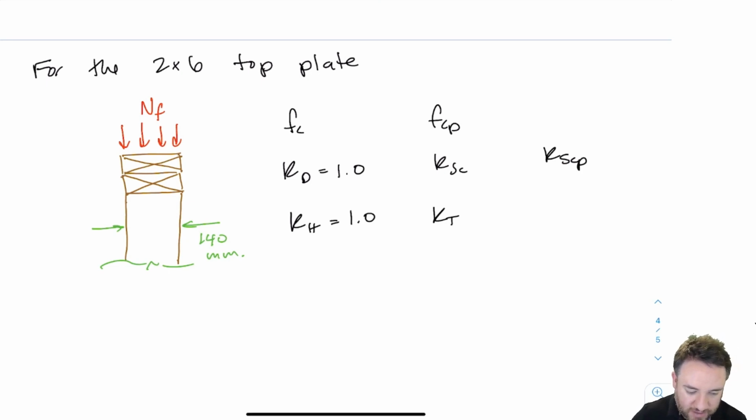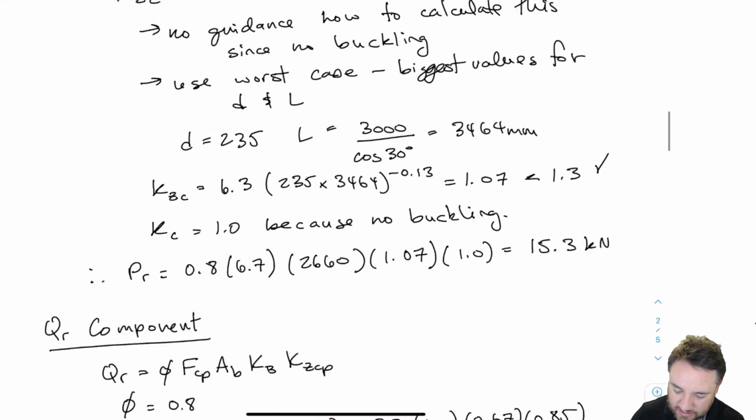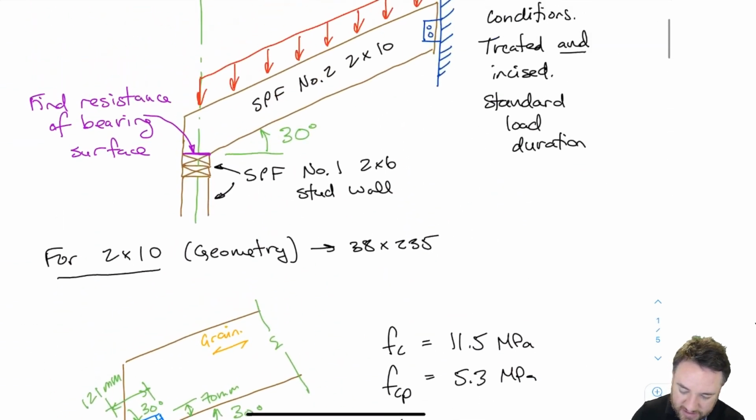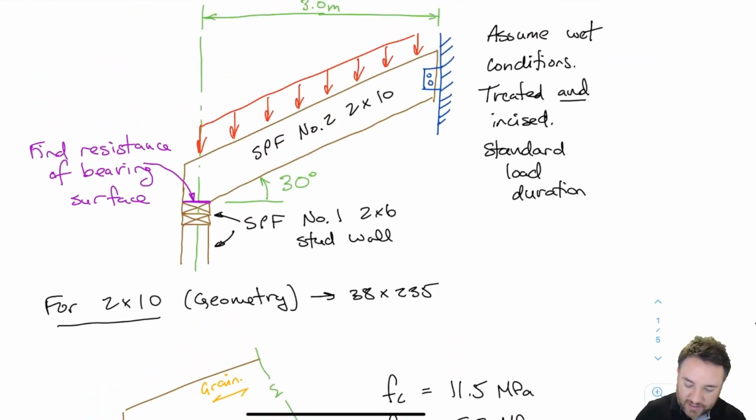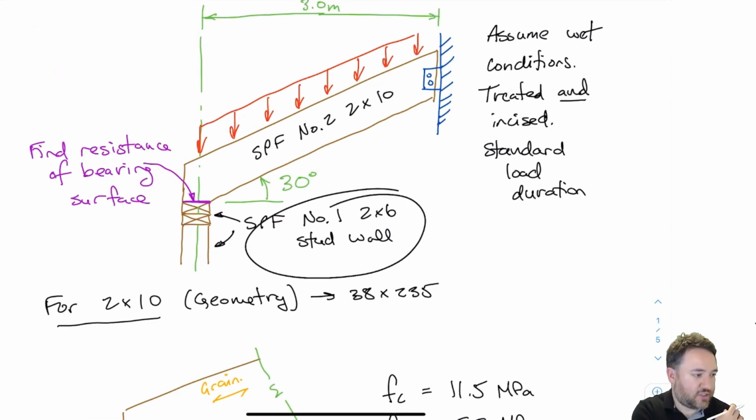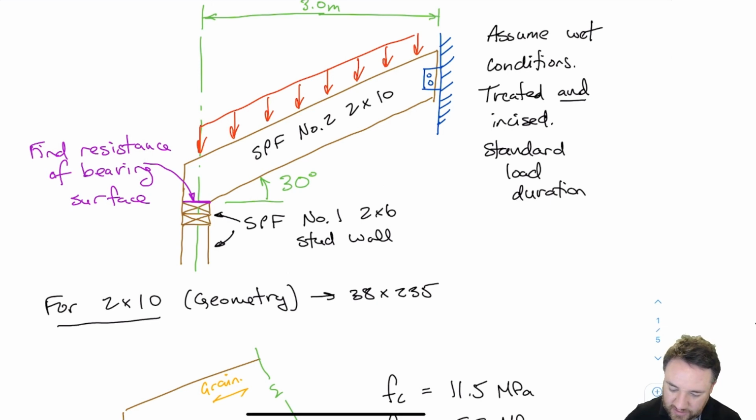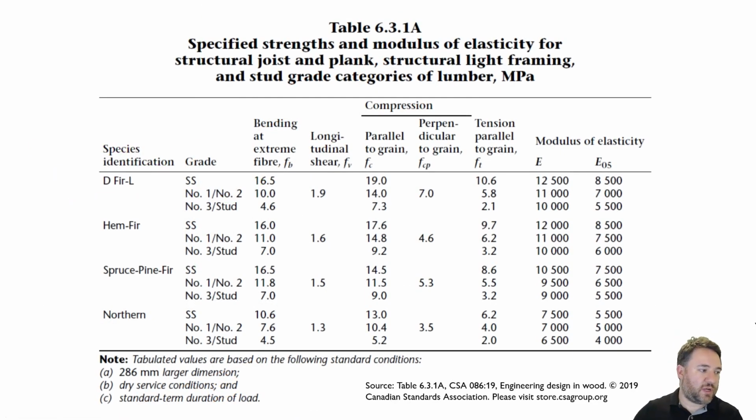Now, in this case, our 2x6 for the stud wall is this one here. It's a 2x6 SPF number 1. So let's just check the strengths for that. A 2x6 SPF number 1 is going to come from this table. So here is SPF number 1.